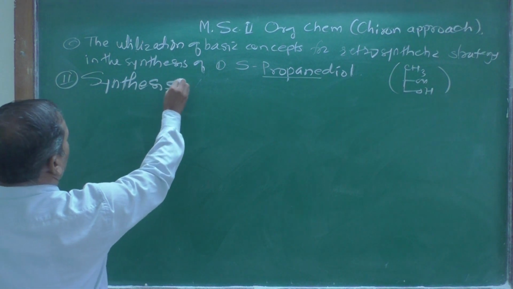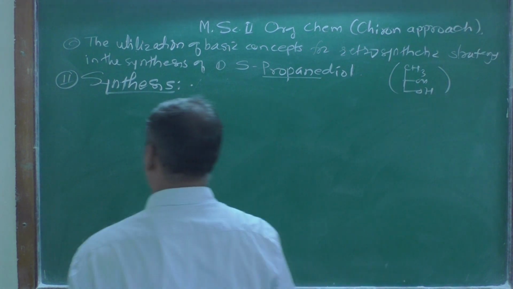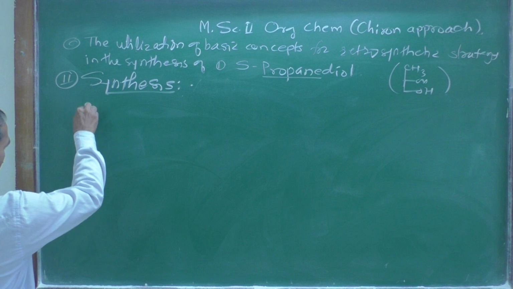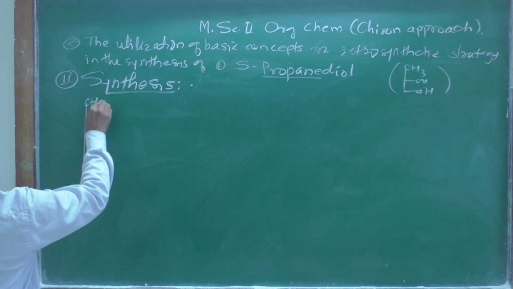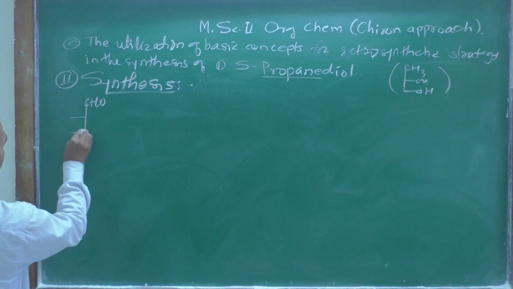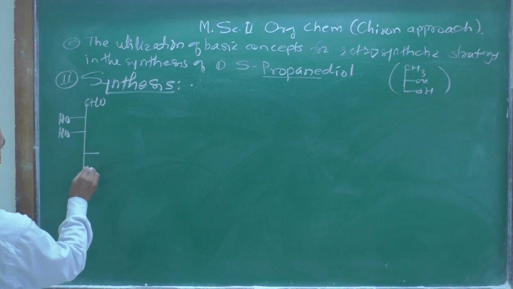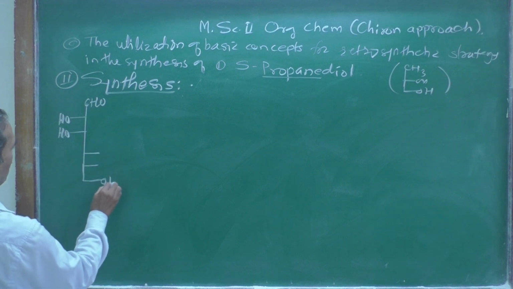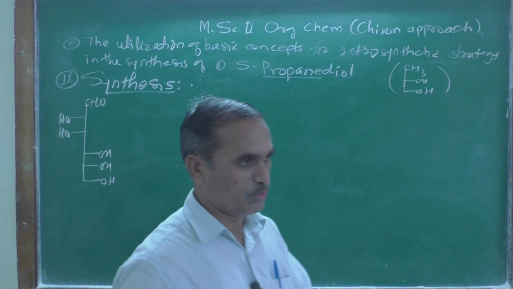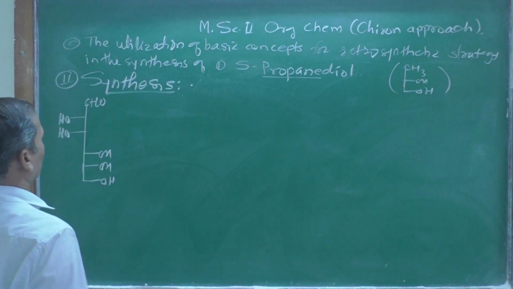Now is a synthesis, right? In the synthesis, the starting compound we have just seen, keep in mind that. What is that? D-Mannose. We know the structure of D-Mannose: at the top the aldehyde group is there. On the left-hand side there will be 2 hydroxy groups, and on the right-hand side there will be 3 hydroxy groups, OH, OH and OH. The molecular formula you know, C6H12O6.